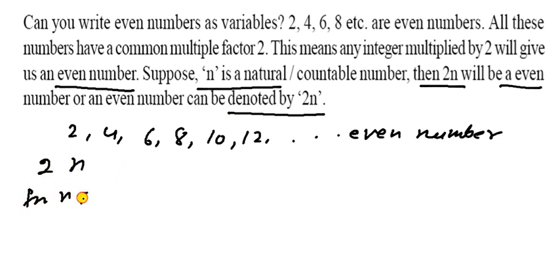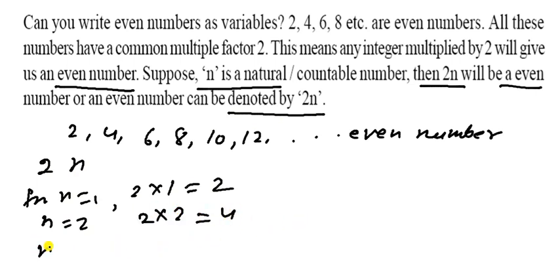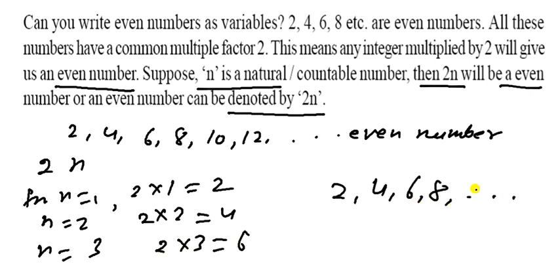Suppose n is equal to 1, so 2 into 1 is 2. If n is equal to 2, then 2 into 2 is 4. Like that, n is equal to 3, so 2 into 3 is 6. So we get the even numbers 2, 4, 6, 8 and so on, and they are represented by 2n. So that is the even number.